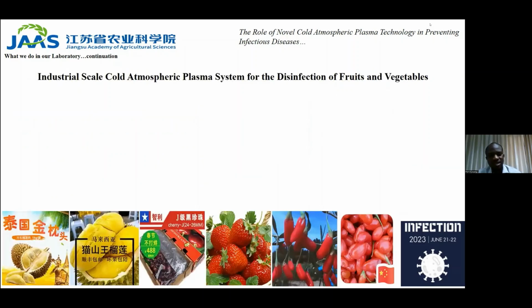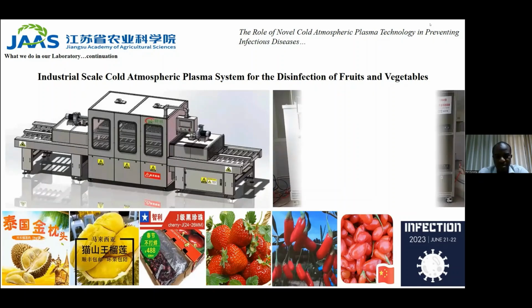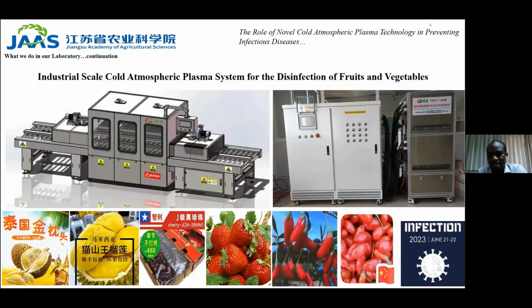We are also building industrial scale cold atmospheric plasma for the disinfection of fruits and vegetables. This is the DBD cold atmospheric plasma for fruits and vegetables. And this is the plasma jet cold atmospheric plasma, also for fruits and vegetables.